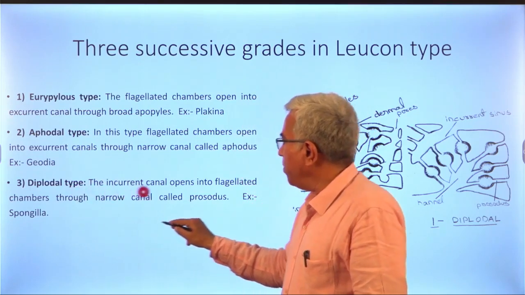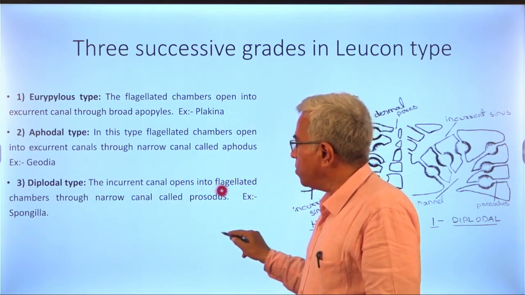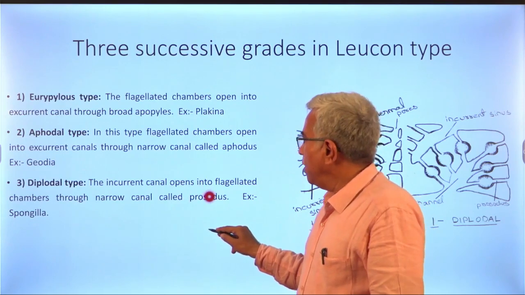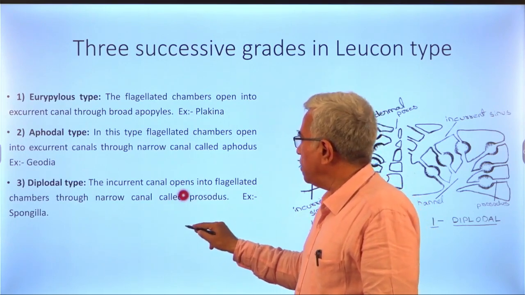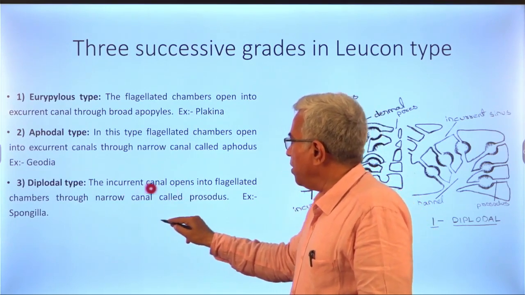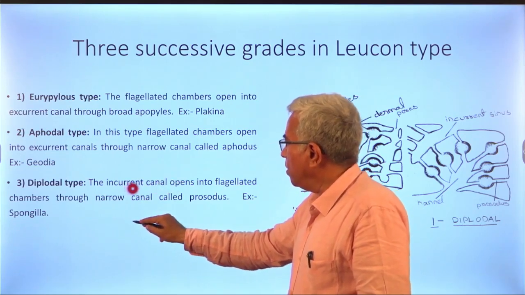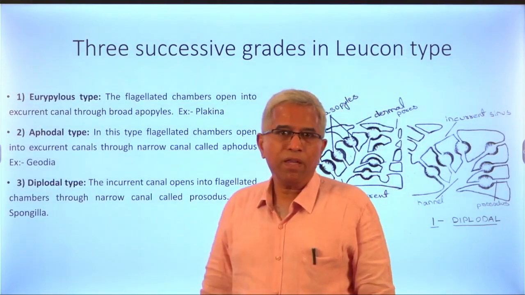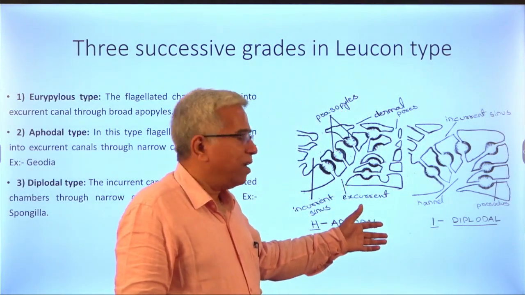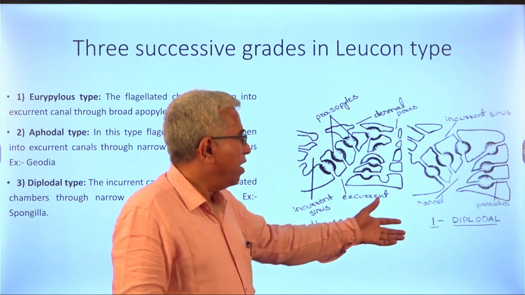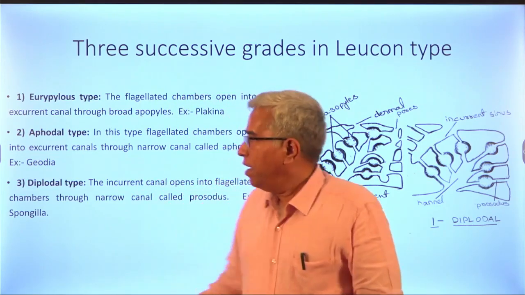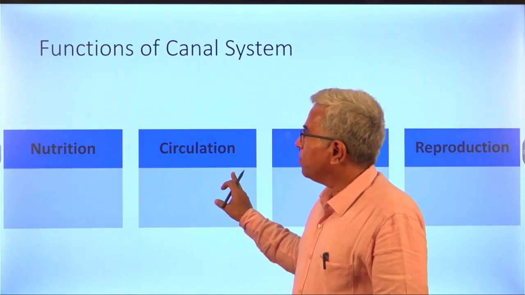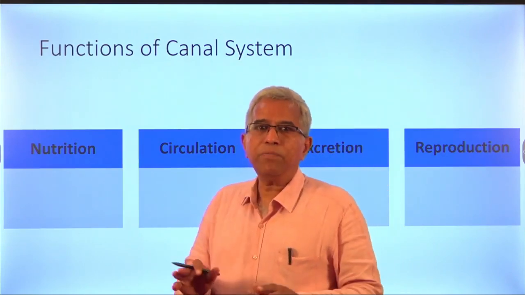In diplodal type, what is happening? Prosodus is also added. Prosodus is a narrow canal that connects the two structures, namely the incurrent canal and the flagellated chambers. Here you can find the diagrams of apodal and the diplodal. So that is about the different types of canal system.